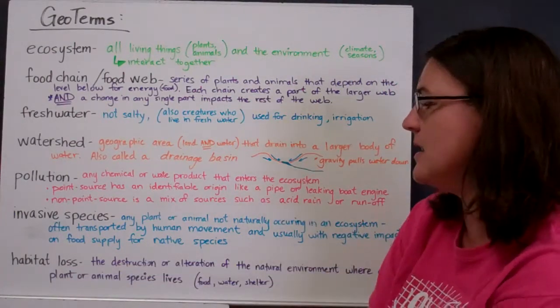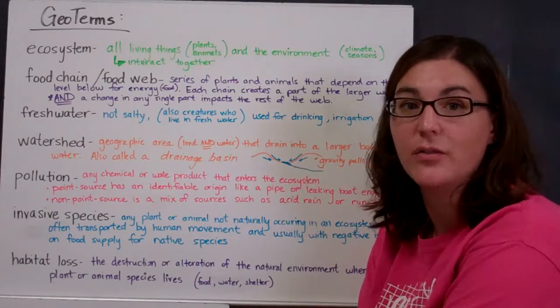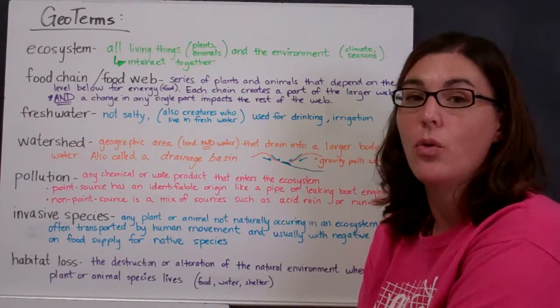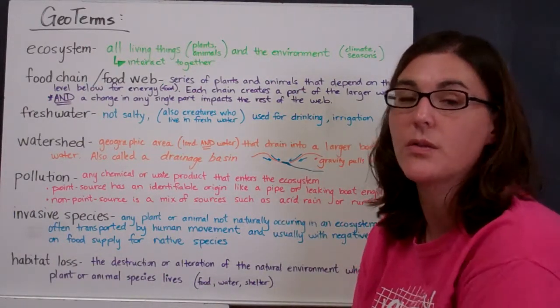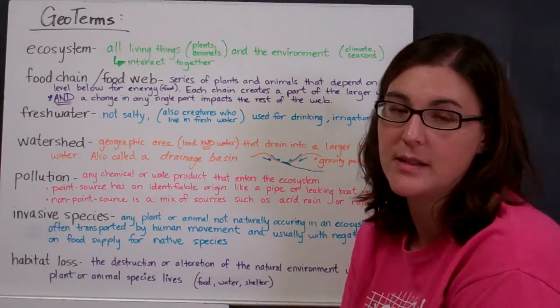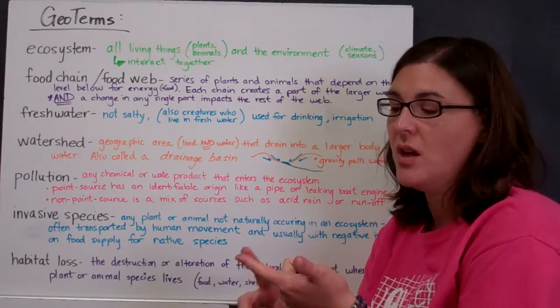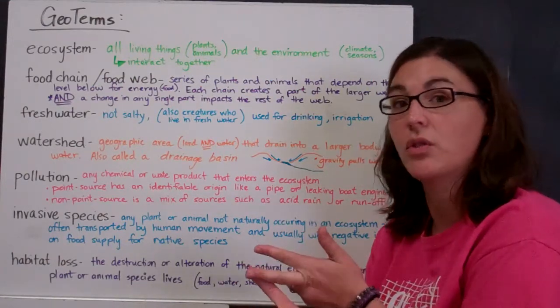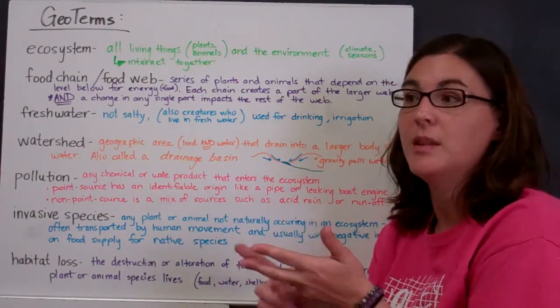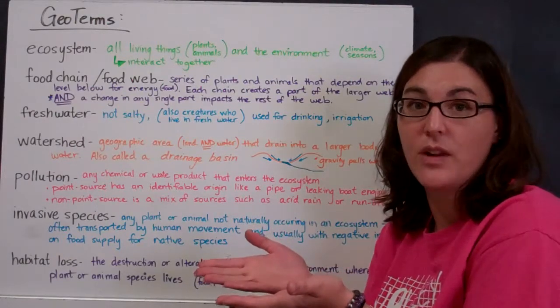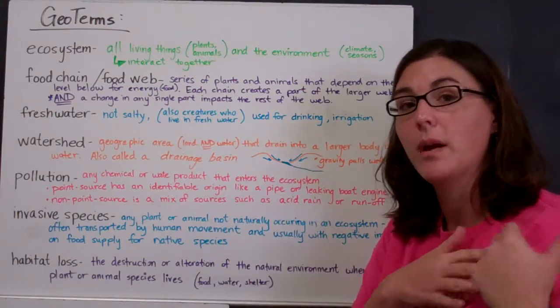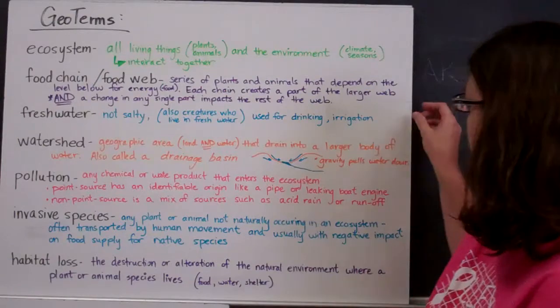Habitat loss is the alteration or destruction of the home or food source or water source for a plant or animal species. And if they can't survive there anymore because either their home has been damaged, their food source is gone, or their water source is damaged or gone, then obviously that species can't survive there, so they either die off or migrate to another area.